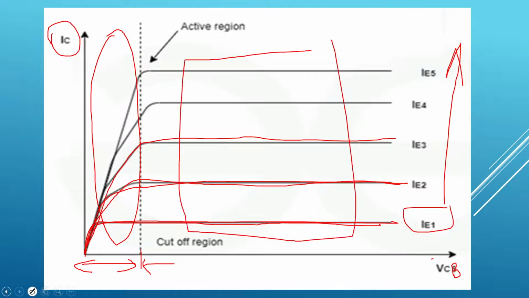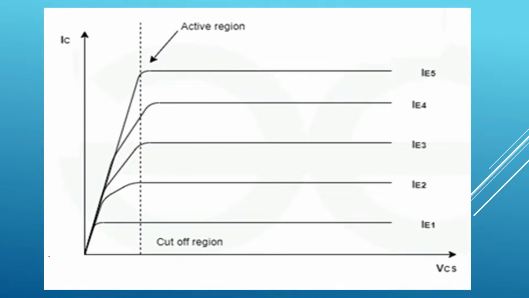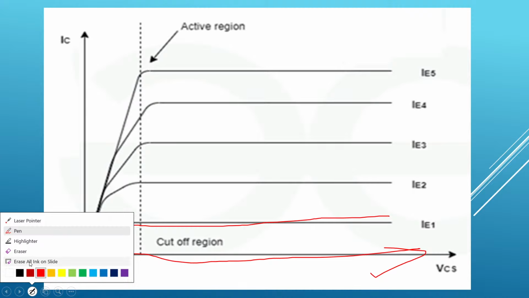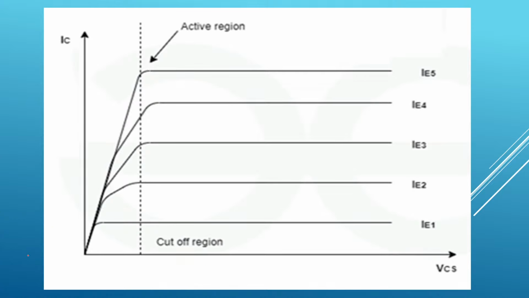Even though VCB is varied, VCB is increasing, what about IC at this value? This is some IC value. What about IC at this? IC is constant. Parallel lines mean they are constant. So these are the output characteristics of the common base configuration. Now let us go for the next configuration.